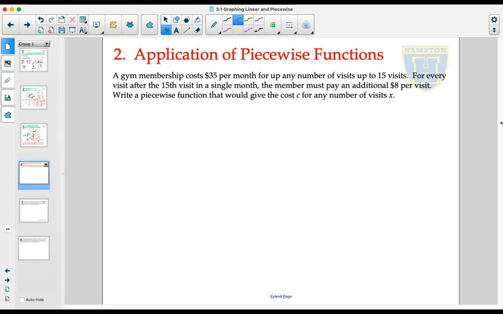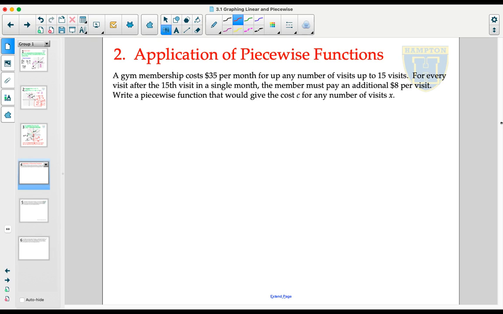When writing the piecewise function for an application question, your first responsibility is to make sure that you can identify where the domain split happens. Sometimes that location is fairly obvious. Sometimes you have to work for it. This is one of those situations where it's pretty obvious where the domain split should happen.